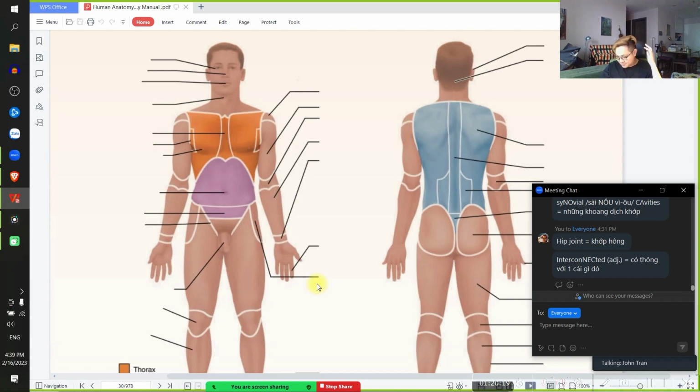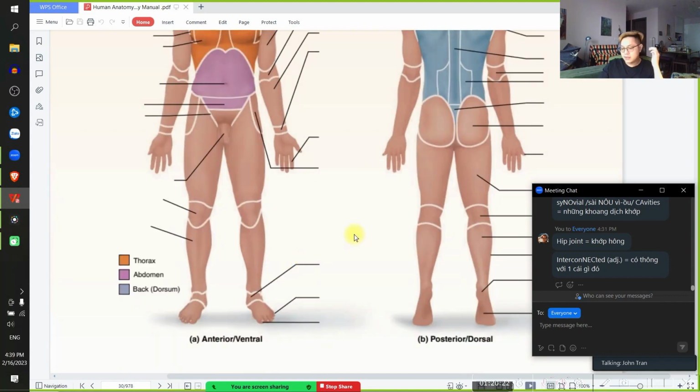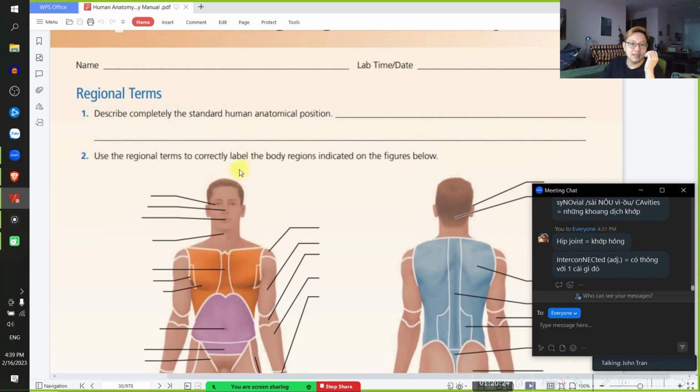Okay, so continue. Use the regional terms to correctly label the body regions indicated on the figures below.